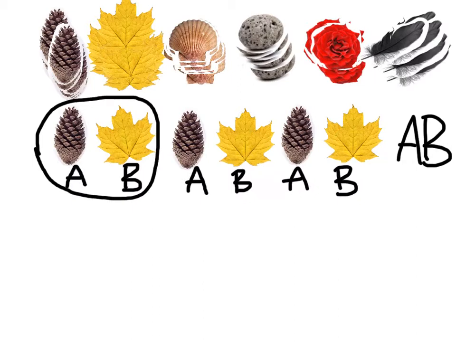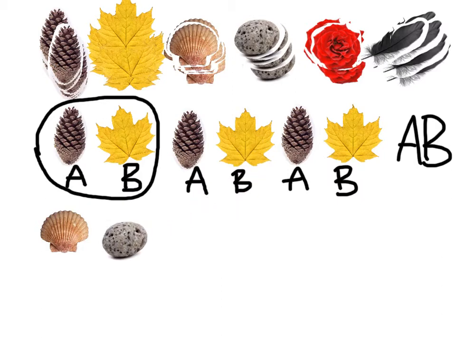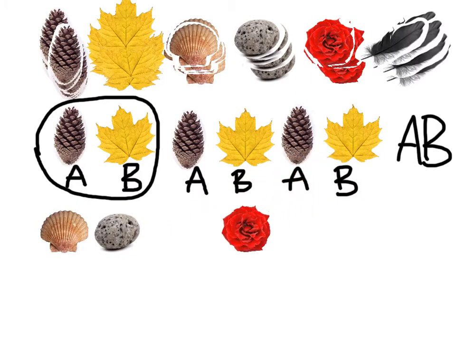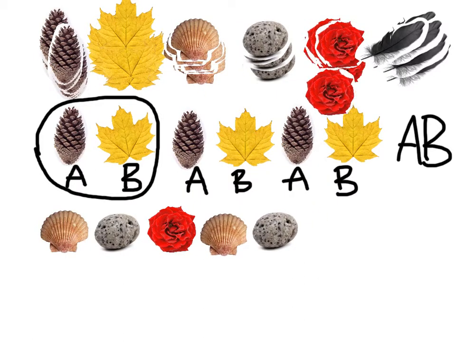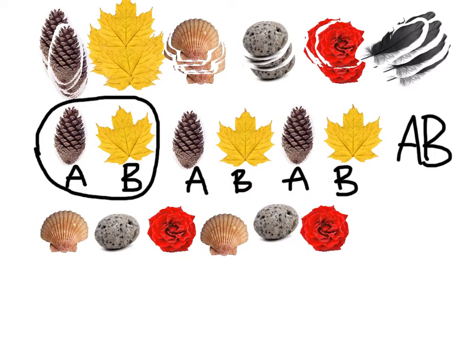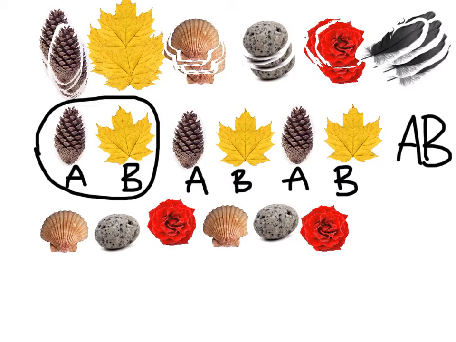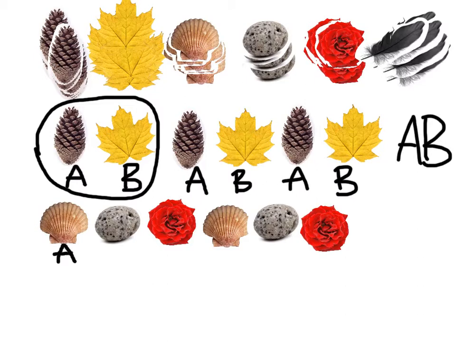Okay, let's try another pattern. Shell, rock, rose. Shell, rock, rose. Okay, so what do you think about this pattern? Let's do the same thing. Let's give it a bit of a rule. So the shell will be A, the rock will be B, and the rose will be C. The shell is A, the rock is B, and the rose is C.